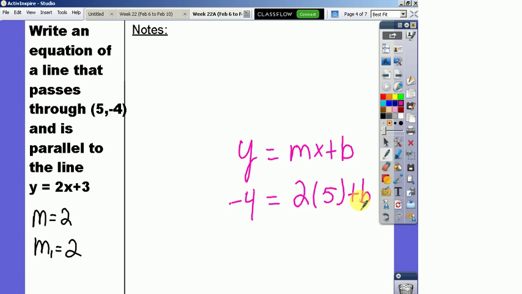So, negative 4 equals 10 plus b. Then you subtract 10 from both sides, so what's the value of b? Negative 14. Yes. So negative 14.